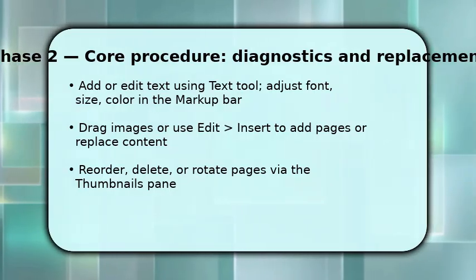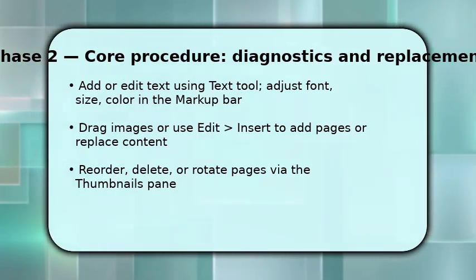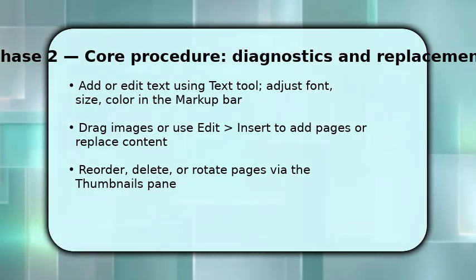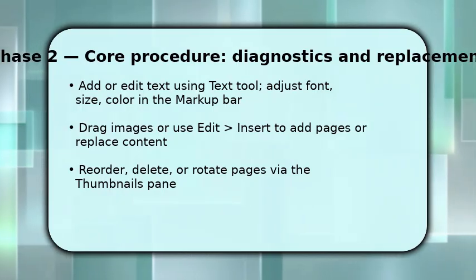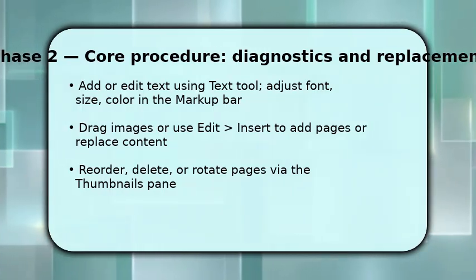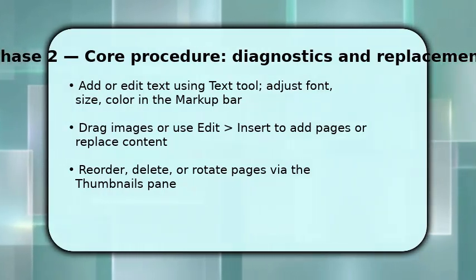Use the Text tool to insert new text boxes, then set font, size, and color in the markup bar so content matches the document. To replace or add images, drag files onto a page or use Edit Insert. Once placed, resize and align with handles.